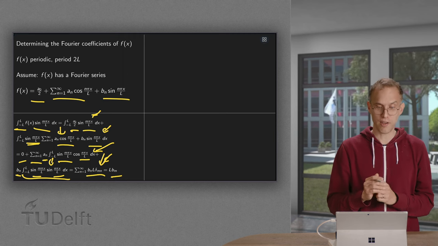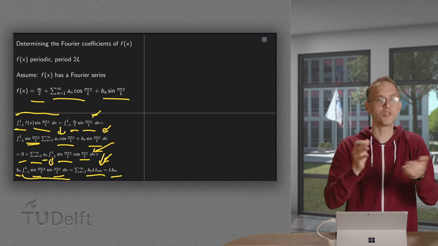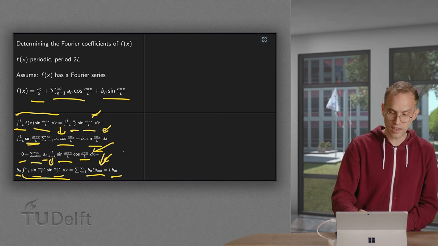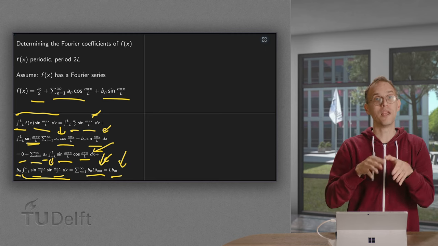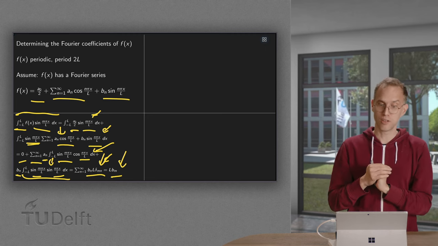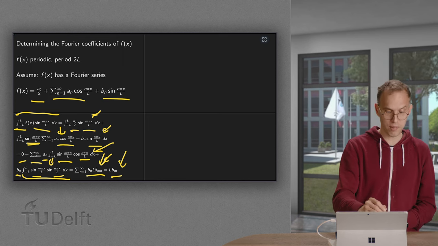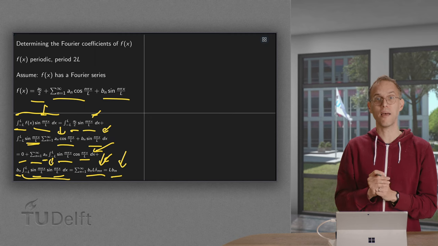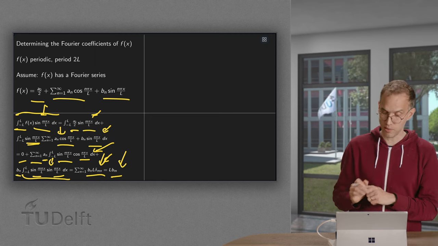So what have we got? We have something we know, something we can compute, and that gives us L times bm. So we can now compute bm in terms of some integral we can compute. So now we can compute all bms just by varying the m. So by taking the appropriate m, we can compute b1, b2, b3, any one which you want.